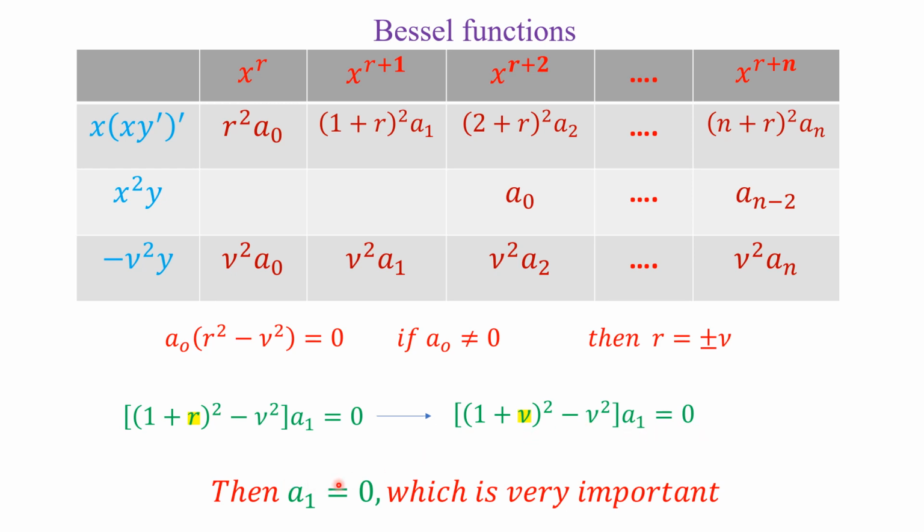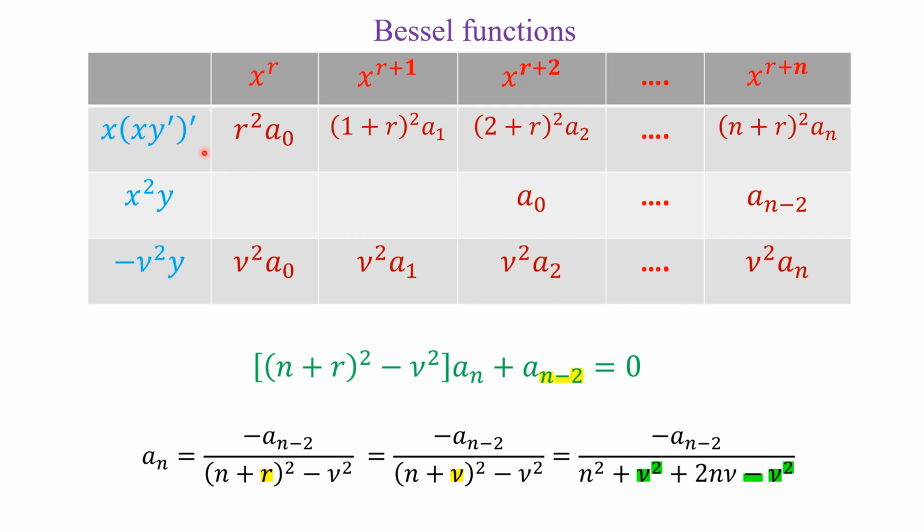So this is very, very important. See, all the odd number terms will be equal to 0. That is a1, a3, a5. You may ask why. Within a few minutes I will explain. All odd terms will go away. Only even terms exist. So this is our table.